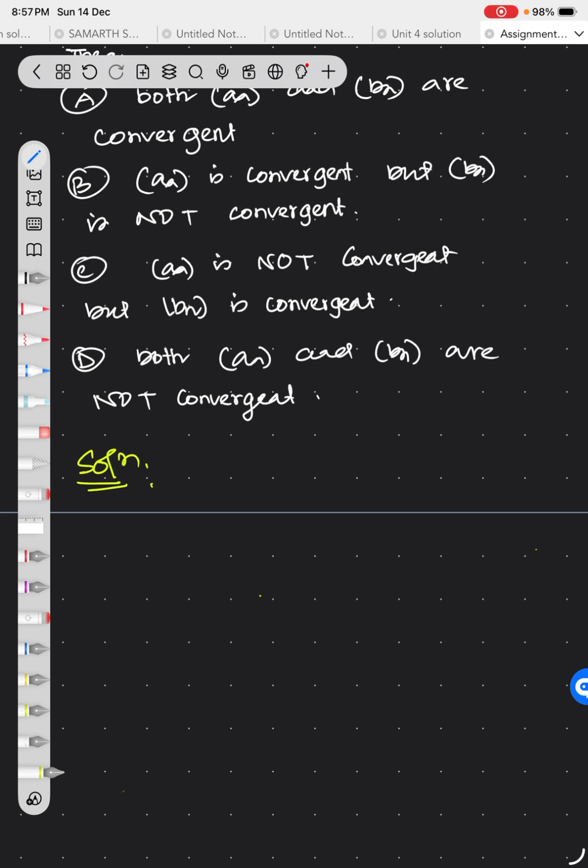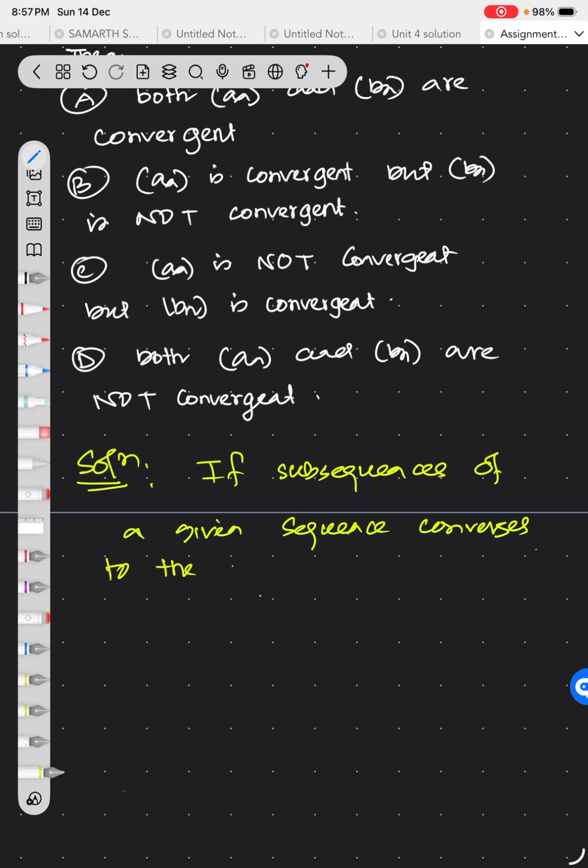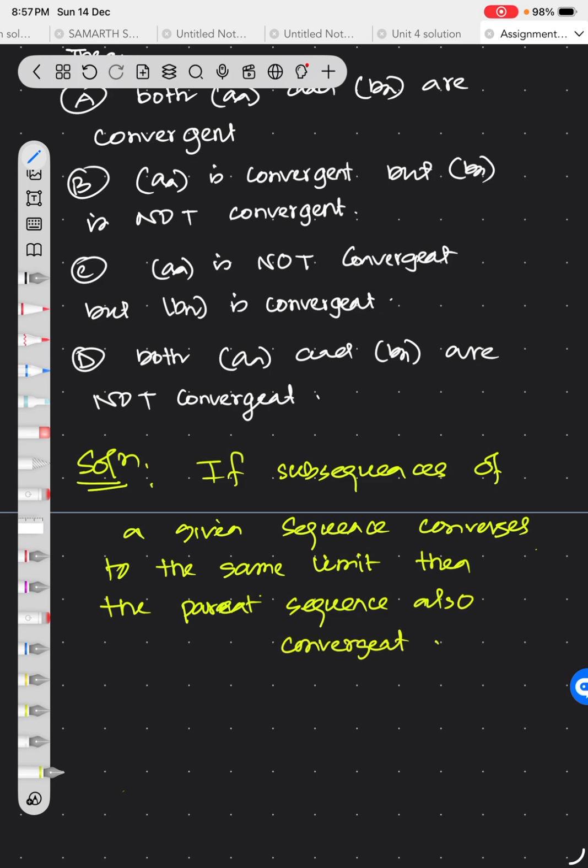We have a result: if subsequences of a given sequence converge to the same limit, then the parent sequence is also convergent. Okay, so we are going to use this result to solve this problem.